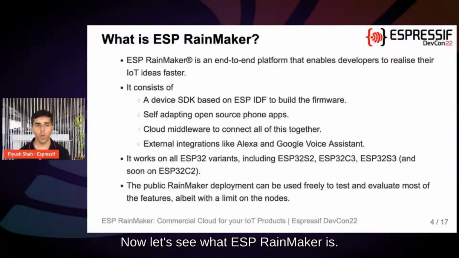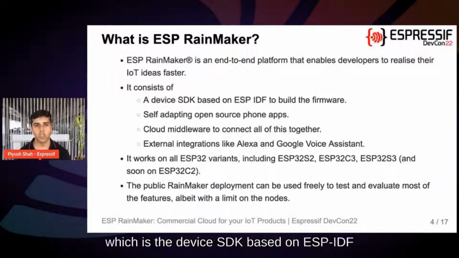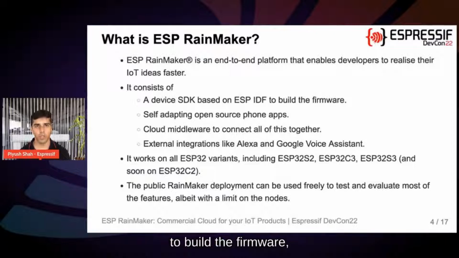Now let's see what ESP RainMaker is. It is an end-to-end platform that enables developers to realize their IoT ideas faster. It consists primarily of 4 pieces, which is the device SDK based on ESP IDF to build the firmware. Then there are the self-adapting phone apps with the sources available on GitHub. And the most important piece is the cloud middleware, which connects all of this together.